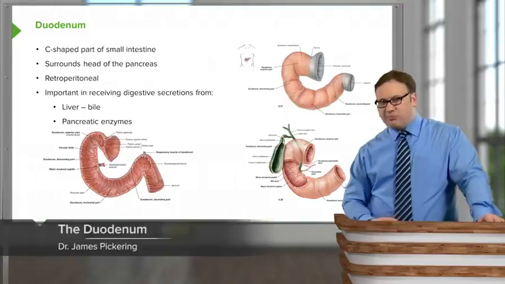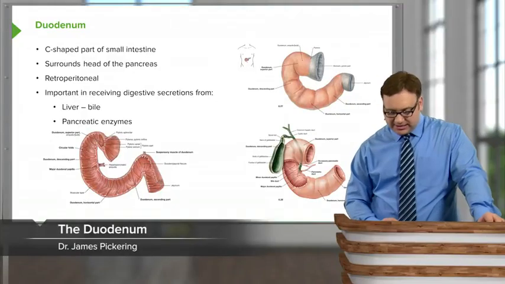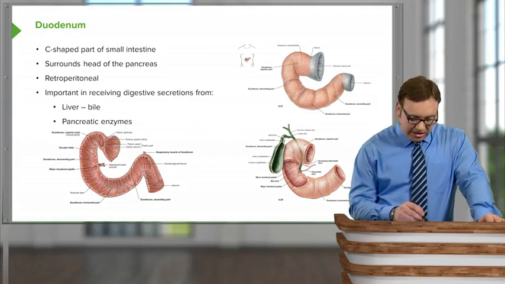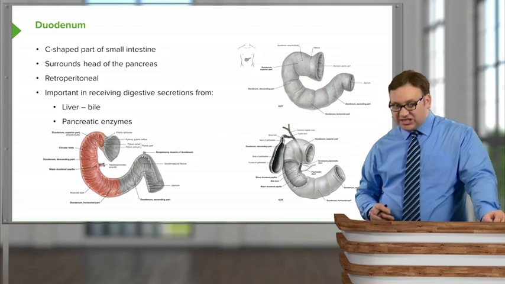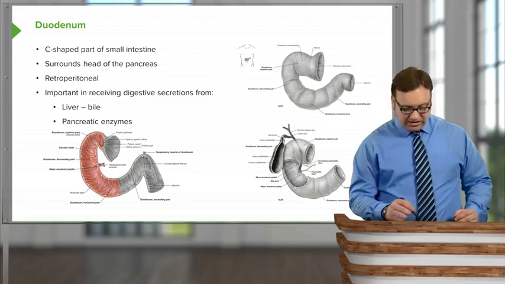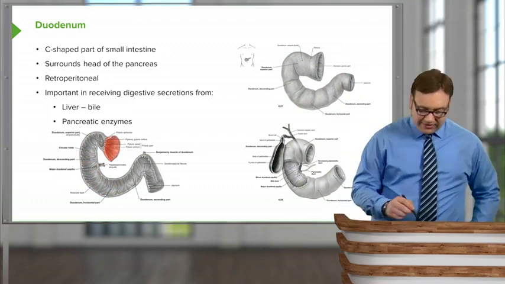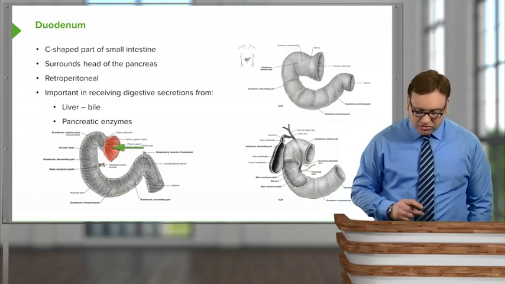So let's have a look at the individual parts of the small intestine. We'll start off with the duodenum. We can see here the duodenum, as I've mentioned on numerous occasions, is C-shaped. We've got the part of the stomach here where you've got the pyloric sphincter, so you've got the pylorus, and that's allowing food to pass through.